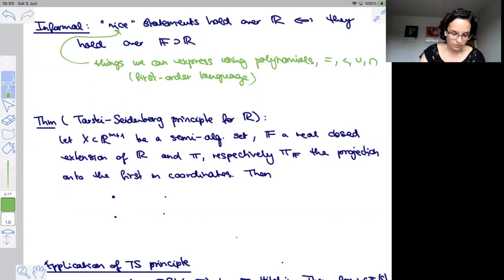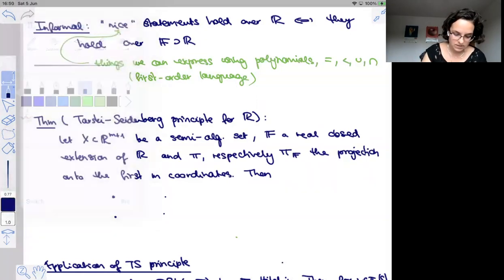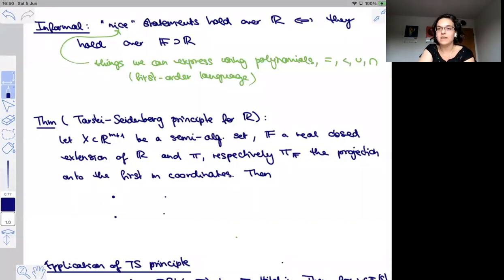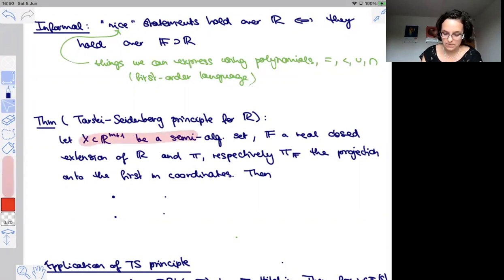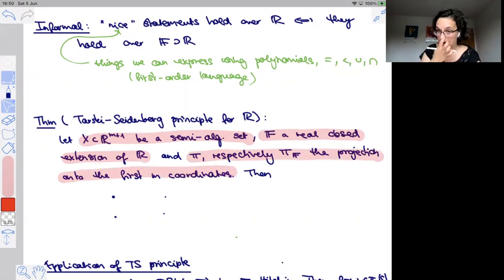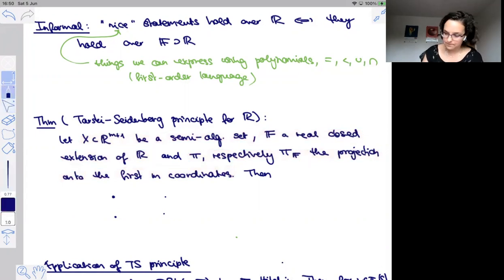And now let me give you the correct statement. So I'm going to formulate it again in the language of real algebraic geometry. If you need to catch up, go watch the first talk for the definitions. So you take X in R^(n+1), a semi-algebraic set, F again a real closed extension of R, and pi, respectively pi_F, will be the projections onto the first m coordinates. The first statement is that in fact pi of X, which is now a subset of R^m, is semi-algebraic.